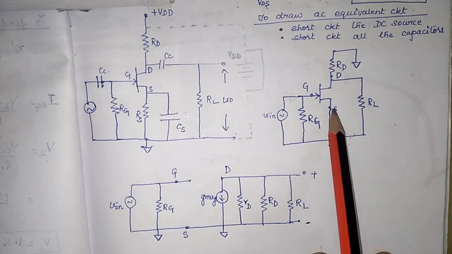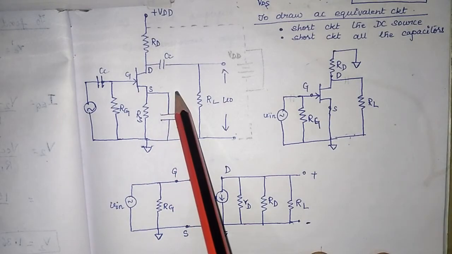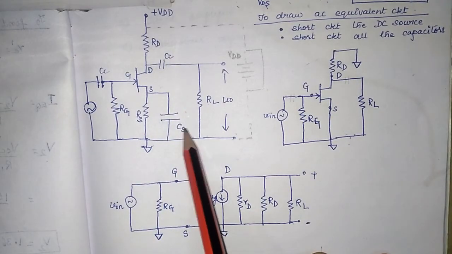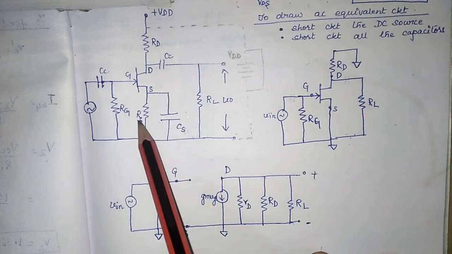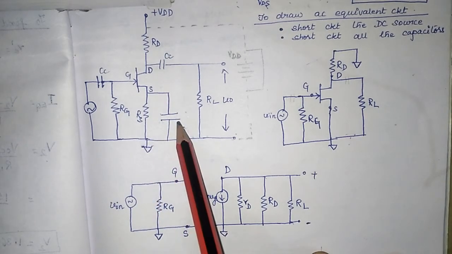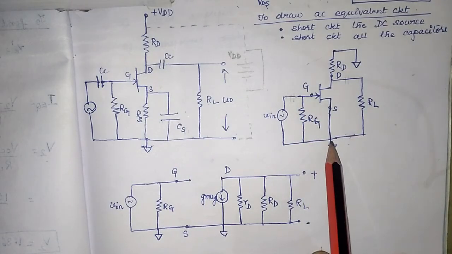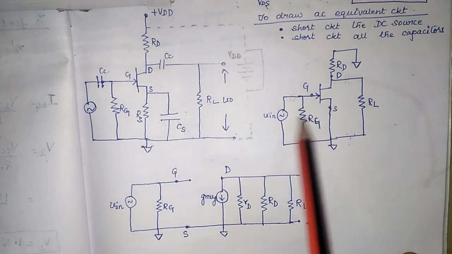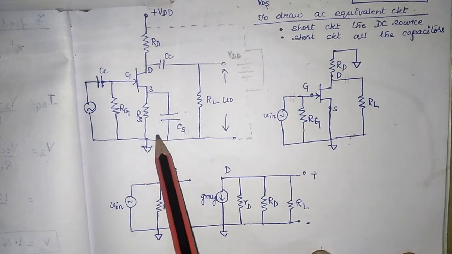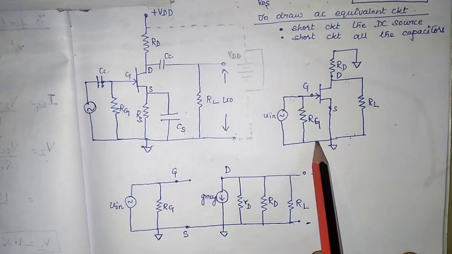And what about the source? The CS, the bypass capacitor, is going to behave like a short circuit, and the parallel combination of RS and 0 resistance is equal to 0. So the source is directly connected to the ground and the source is at AC ground. Okay. Now what about RG? RG is already connected to ground. This is as it is.